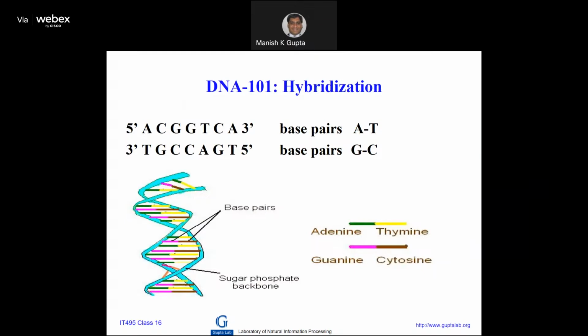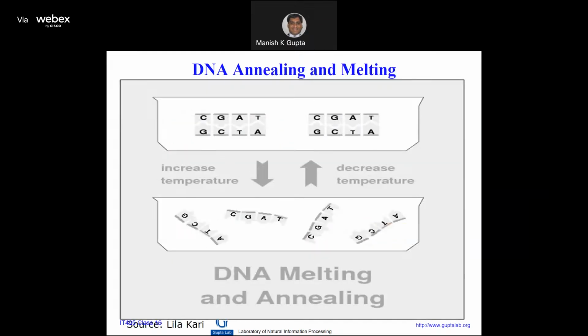So two very important operations that you can do are melting and annealing. You can take a double stranded DNA, so ACGT, and then you heat it, increase the temperature. So what will happen? They will be separated. So hydrogen bonds between A and T and C and G will be separated.